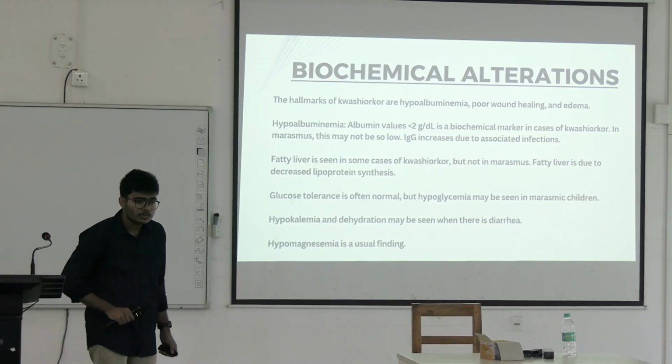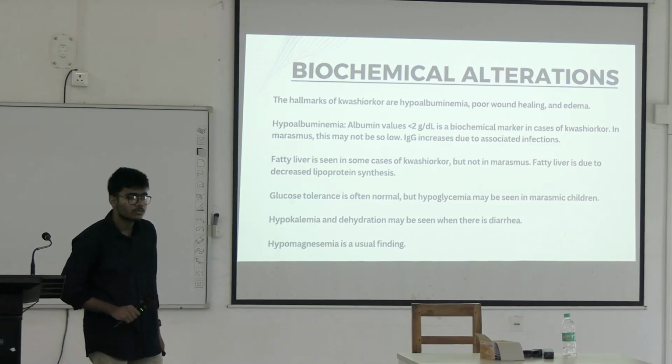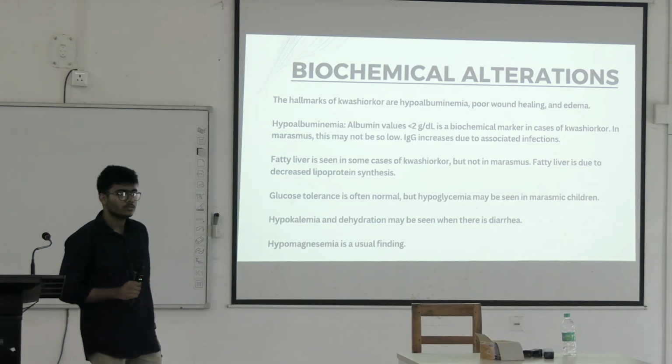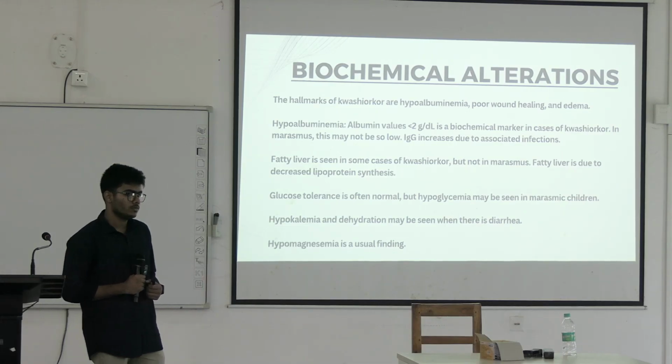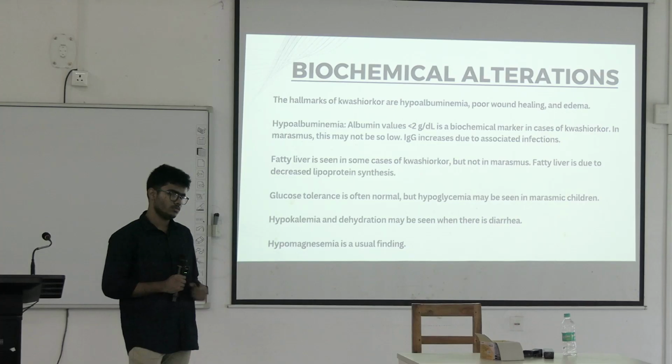Why is fatty liver not present in marasmus, but present in kwashiorkor? Because protein deficiency is prominent and much more severe in kwashiorkor. Protein deficiency is not very severe in marasmus. So in severe protein deficiency, there is severe glycoprotein synthesis deficiency. This is in kwashiorkor, not in marasmus. So fatty liver is absent in marasmus, present in kwashiorkor.